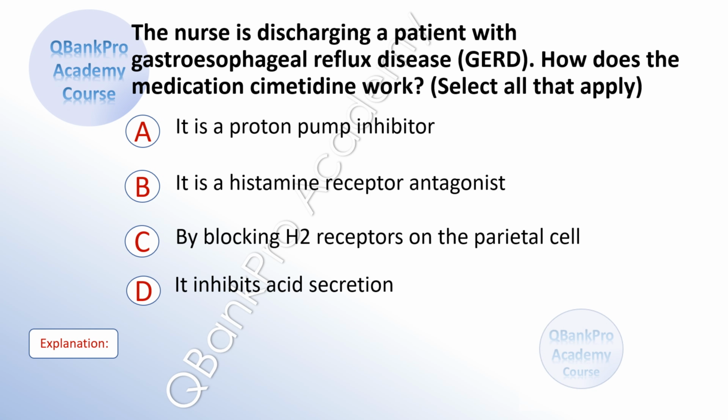The nurse is discharging a patient with gastroesophageal reflux disease. How does the medication, cimetidine, work? Select all that apply. A. It is a proton pump inhibitor. B. It is a histamine receptor antagonist. C. By blocking H2 receptors on the parietal cell. D. It inhibits acid secretion.